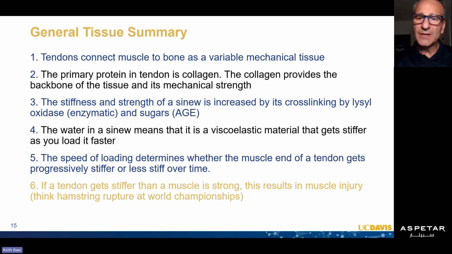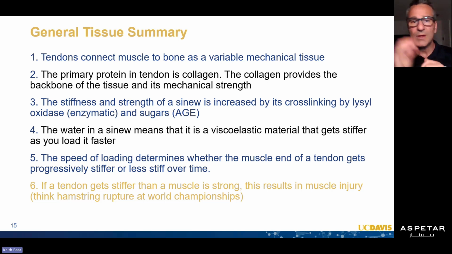The speed of loading also is going to determine whether the tendon gets progressively stiffer over time, because if I only do really fast loading, my tendon is going to get progressively stiffer because what I'm going to end up doing is getting more crosslinks. If I load heavy and slow, I'm going to break crosslinks, and that means the muscle and the tendon is going to get a little bit less stiff over time. And I told you that if a muscle gets stiffer, the tendon gets stiffer, then a muscle is strong, that's when you get muscle injuries.